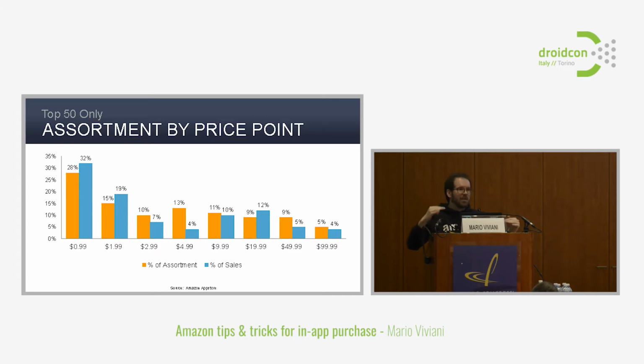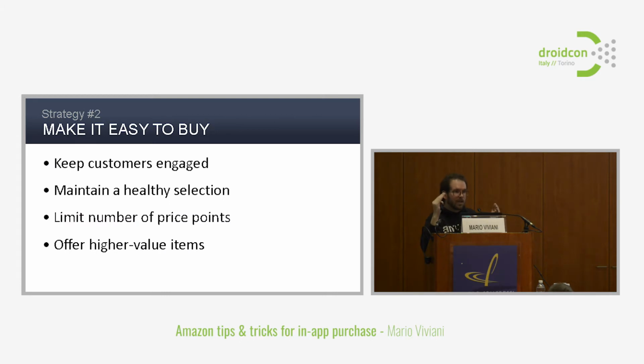So try to balance the space that you dedicate to specific in-app items and the amount of revenue that you want coming from them. The other tip is keep your customers engaged, maintain a healthy selection, and limit the number of price points. Let's have 1 up to 5 price points in total, and offer high-value items. Dedicate more space to the top grossing items.